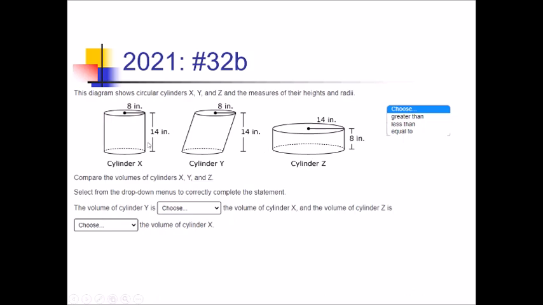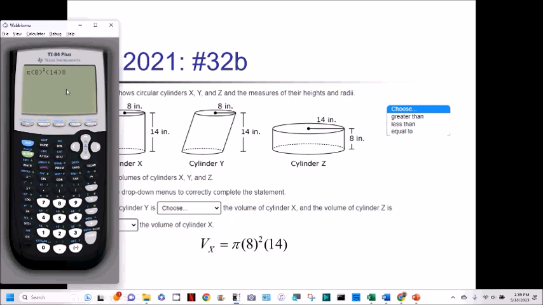So first, let's figure out the volume of cylinder X. So again, we're using pi r squared h. So in this case, we're going to have pi times 8 squared times our height of 14. And let me put that in the calculator. So there we go.